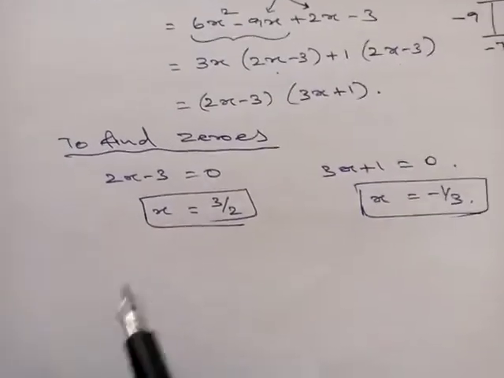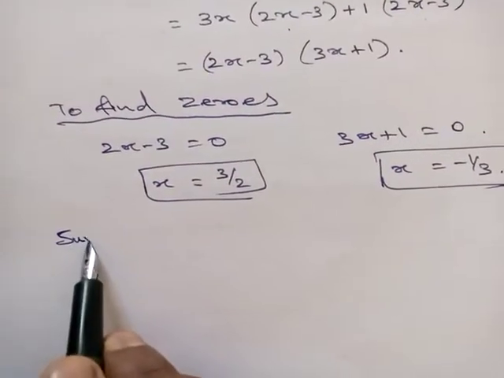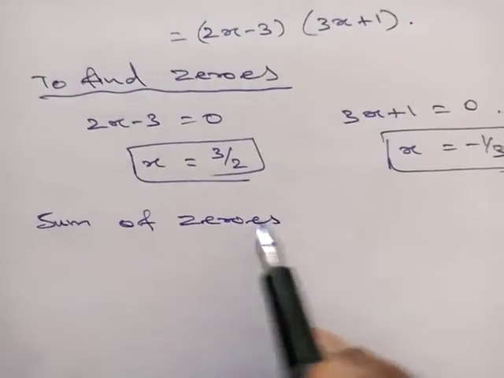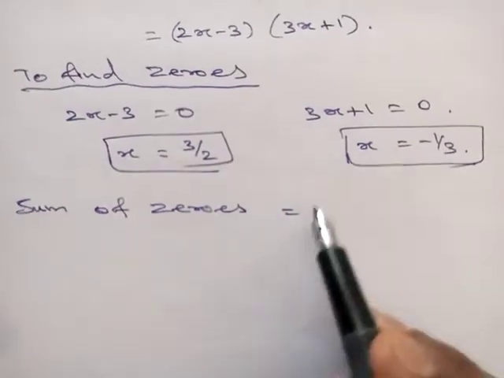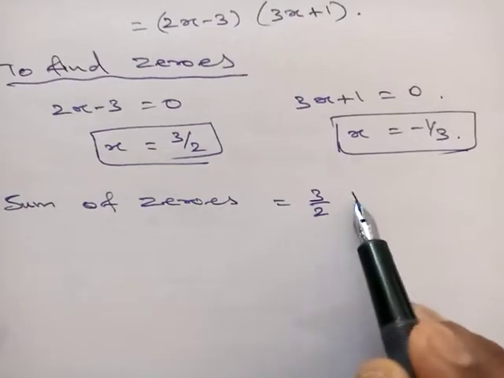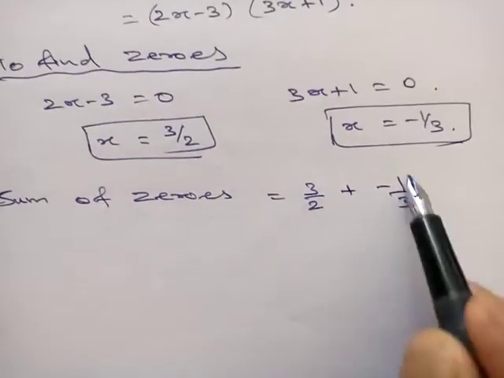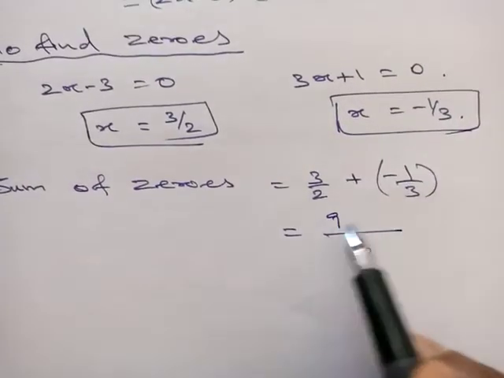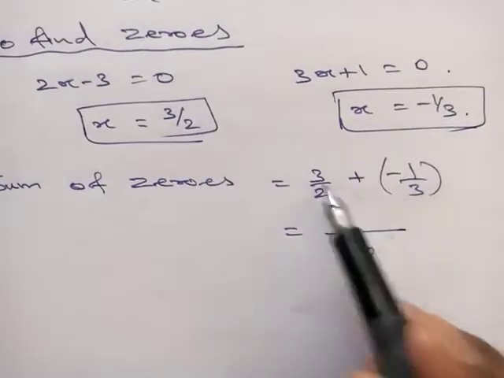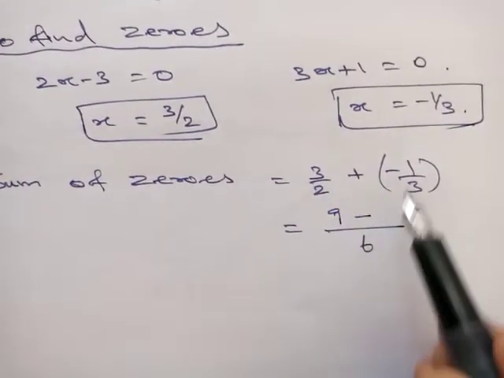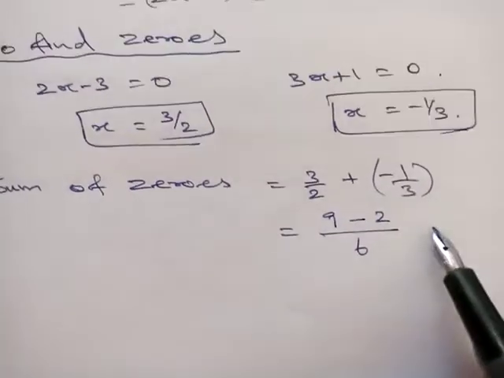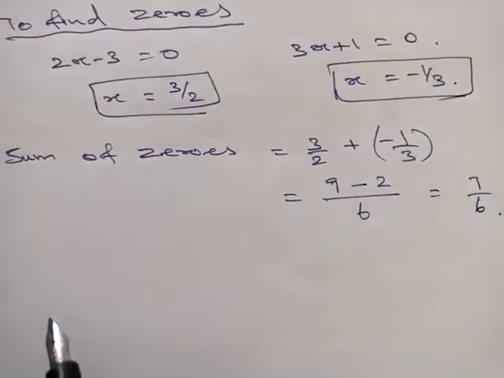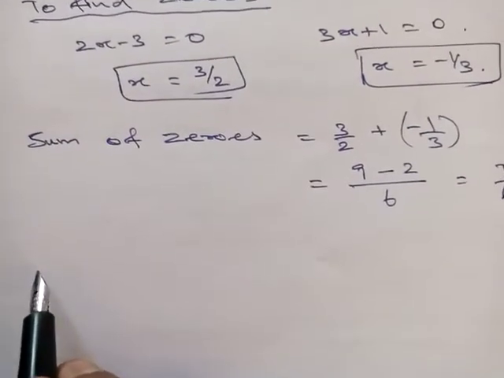Okay, right. Now the sum of the zeros. Sum of zeros is equal to, add these two: 3/2 plus (−1/3). LCM is 6. Here 3 we have to multiply: 3 threes are 9, minus 2 into 1, 2. So that is 7/6, the sum of the zeros. Next, the product of the zeros.